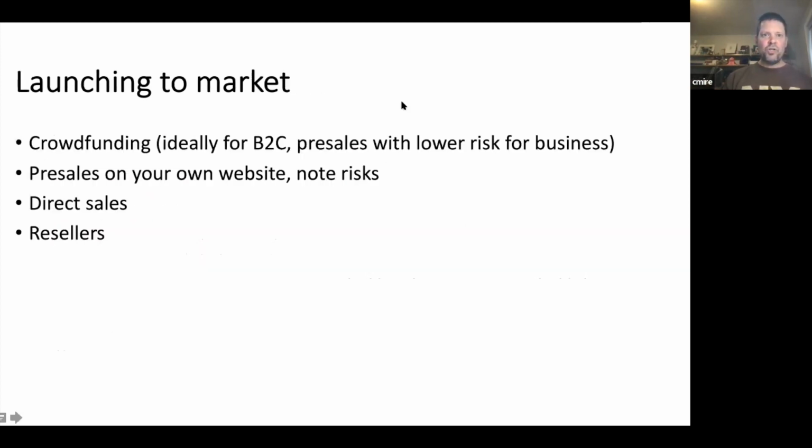Okay, so launching to market. Crowdfunding, as I mentioned, is ideally for B2C consumer products. The nice thing about crowdfunding is that it's pre-sales with lower risk for the business. I'll get into that a little bit, because with a platform like Kickstarter, you have to have a working product. It can't just be a rendering or anything like that. There are specific rules around that.